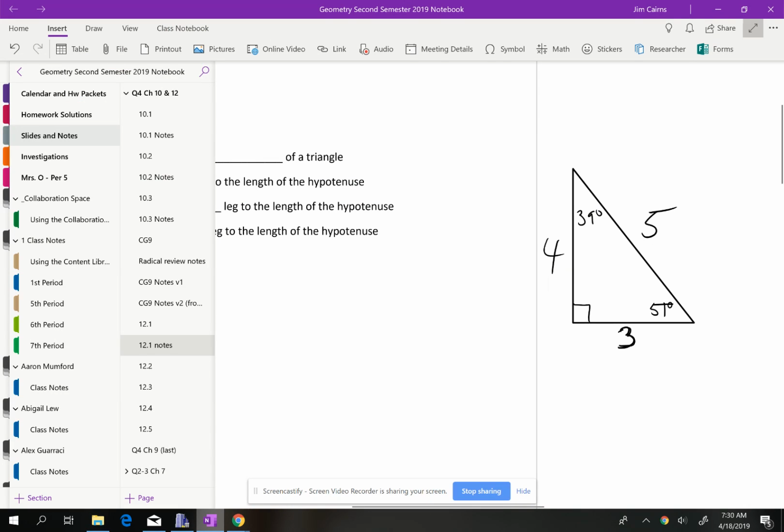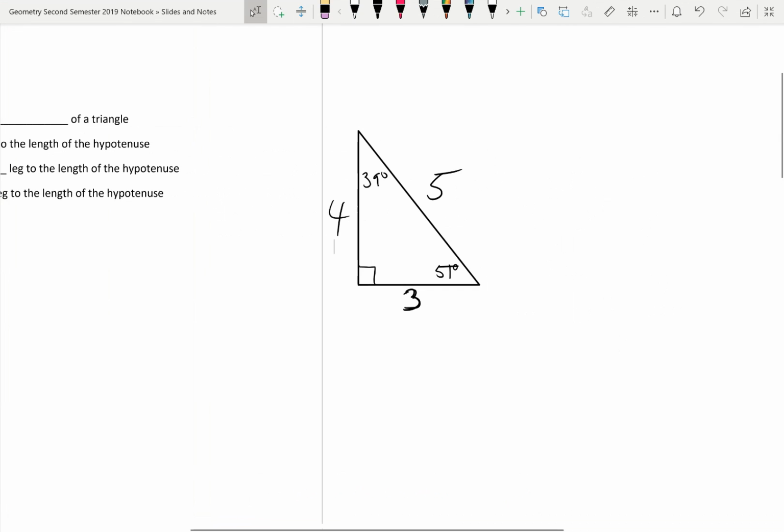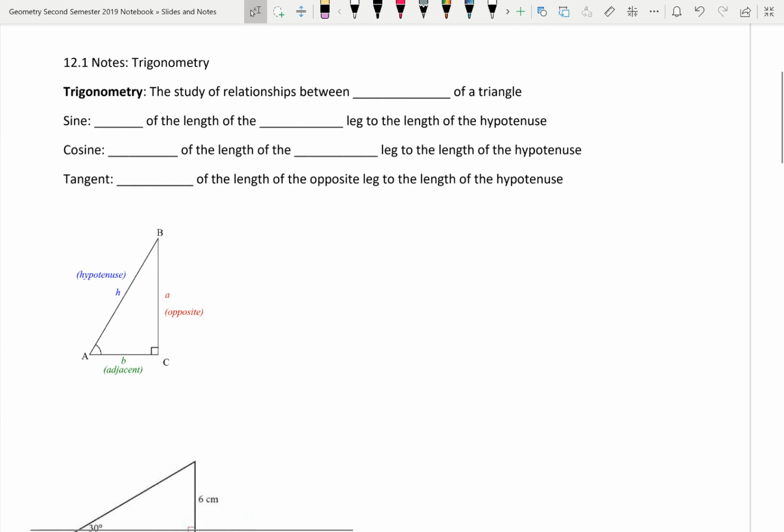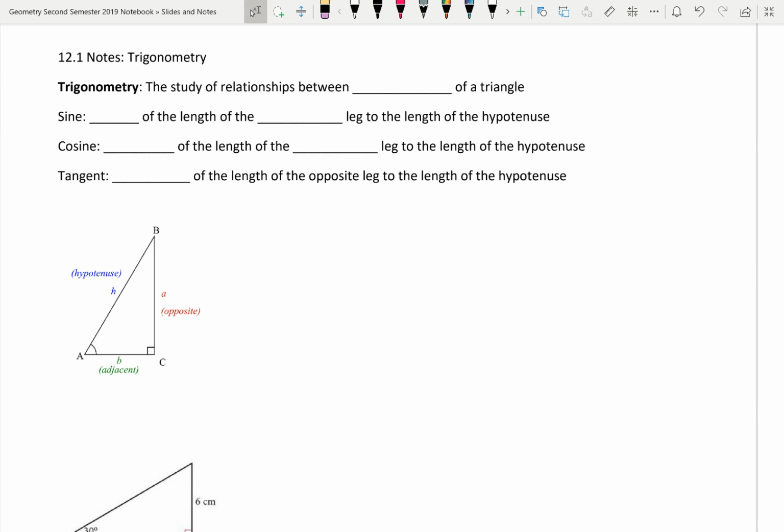Okay, in this video, I'm going to go over part 1. Part 1 of 12.1. And this is going to go over the basics of sine, cosine, and tangents, SOHCAHTOA, and how to solve for a missing side in a triangle using sine, cosine, or tangent. The second video will go over inverse trigonometry. And so again, this is part 1.